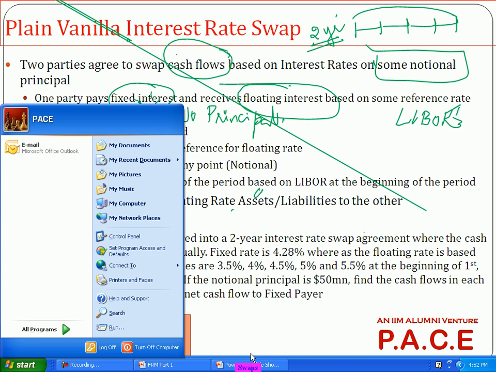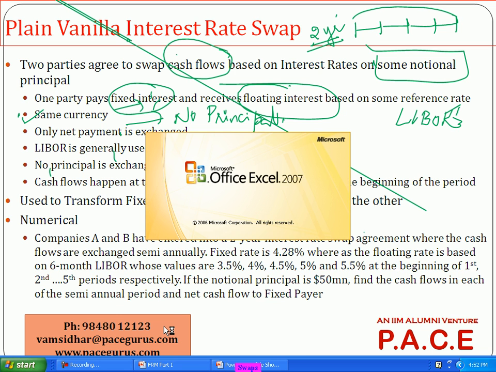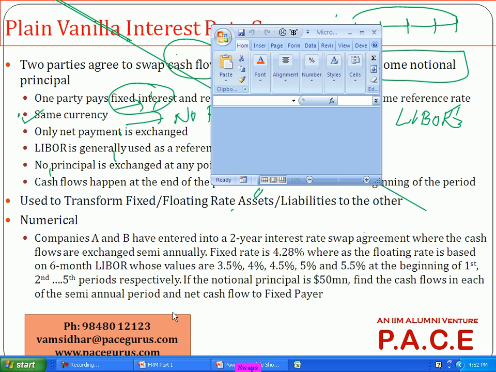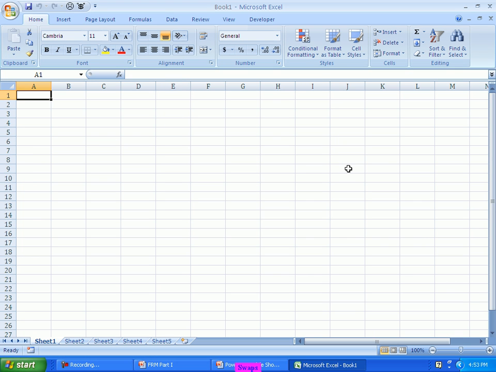So we'll look at, let's say right now the interest rate is 3.5%, then it is 4, then it is 4.5, then 5, then 5.5. Whereas when I am talking about a fixed rate across the period, it is 4.28% itself.